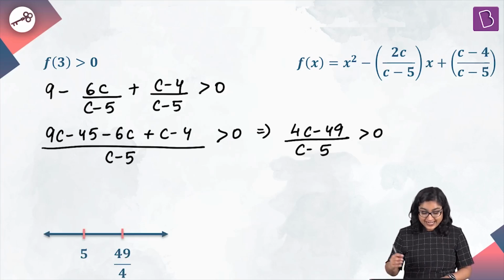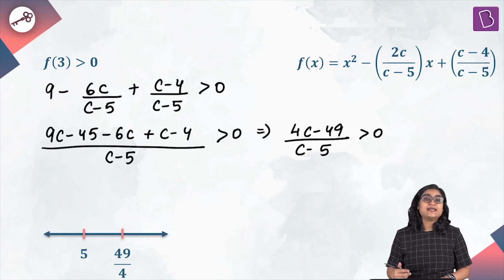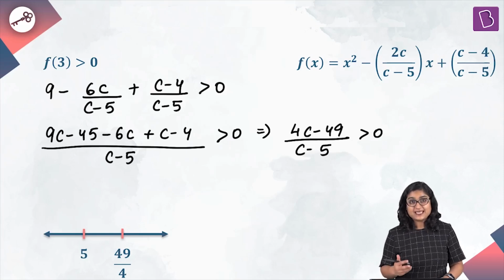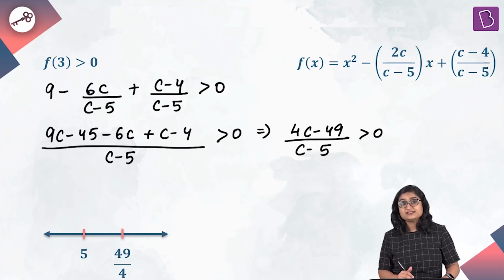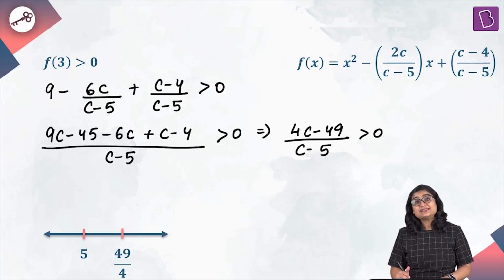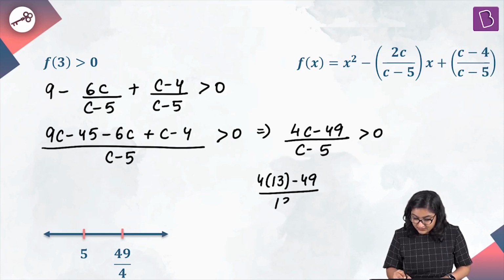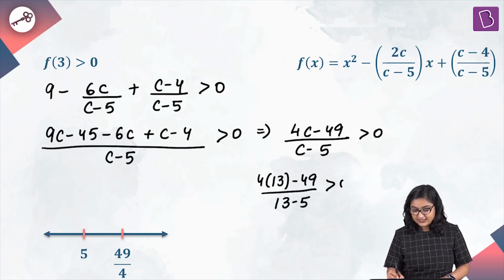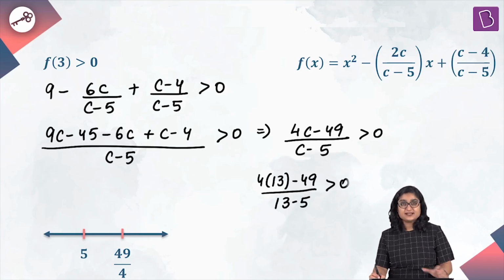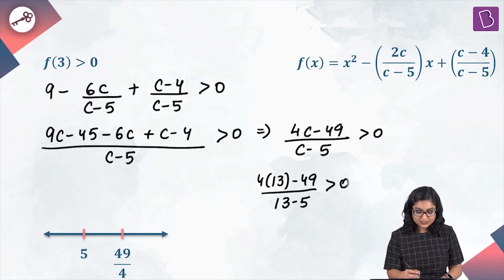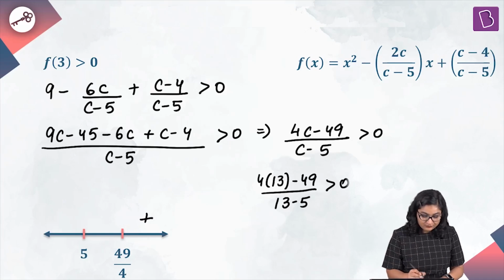Now we are going to take any value which is greater than 49/4. Say for example 13. If we put the value of c as 13 in the expression (4c − 49)/(c−5), what I'll get is (4 times 13 − 49)/(13 − 5), which is clearly greater than 0. Alright, if it is greater than 0, that means we'll start our wavy curve with the positive sign. About 49/4, it will change to negative. About 5, it will again change to positive.